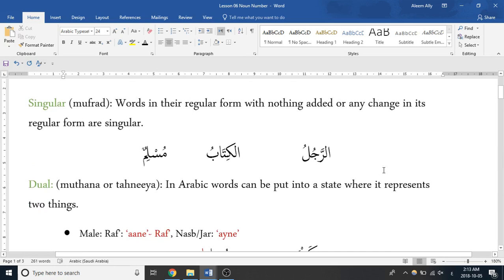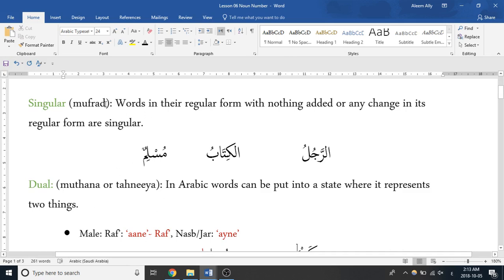When it comes to nouns, there can be 3 types of numbers applied. Nouns can be in singular form, dual form, or plural form. Singular means 1, dual means 2, plural means 3 or more, which is different from English, where plural means 2 or more. In Arabic, they have something known as dual, which just means 2, a noun that represents 2 things.